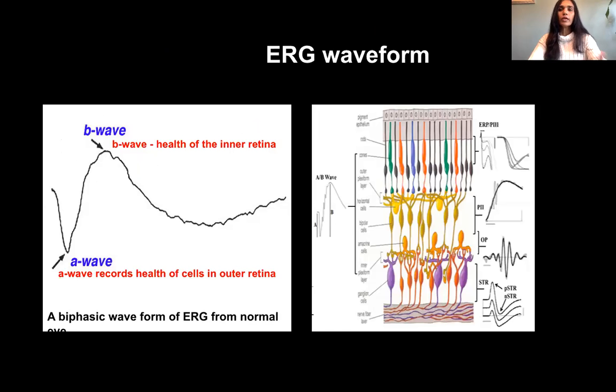markers. So here is an ERG waveform, which I'm sure you are all very familiar with. When we flash the eye at varying intensities of light and record the output, it generates the A and the B wave. The A wave records the health of the cells in the outer retina, and the B wave is the health of the inner retina, which is coming from different cell types. It's a biphasic waveform.